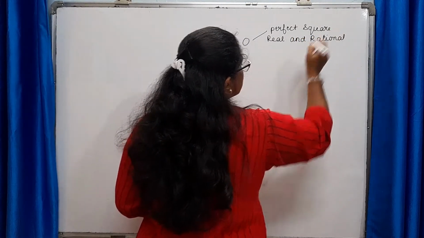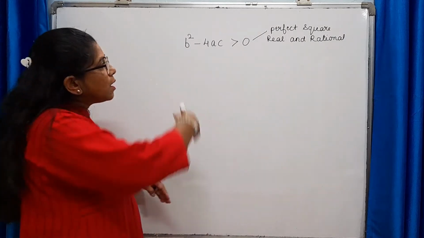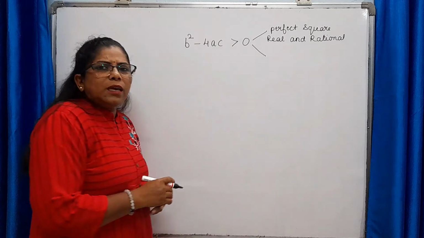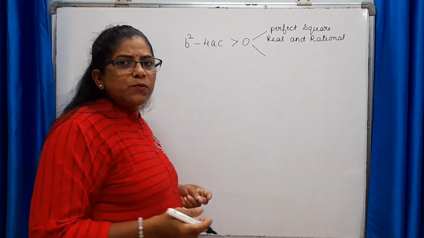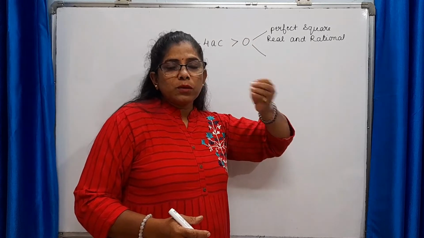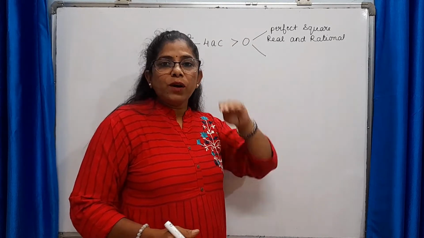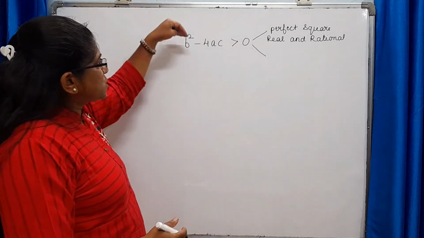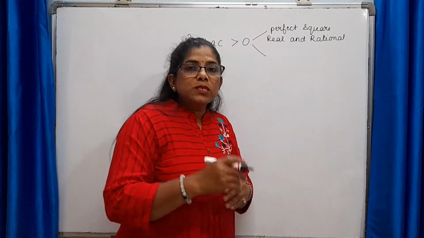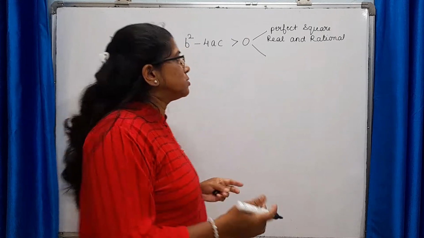Roots are real and rational if it is a perfect square. Perfect square means what number is expected? 1, 4, 9, 16, 25 and so on. If the value of b square minus 4ac is greater than 0 and if it is a perfect square, then roots are real and rational.